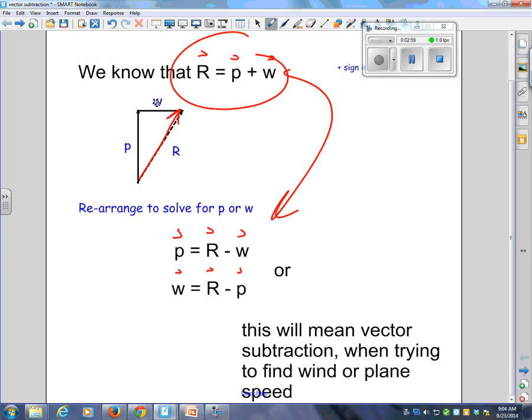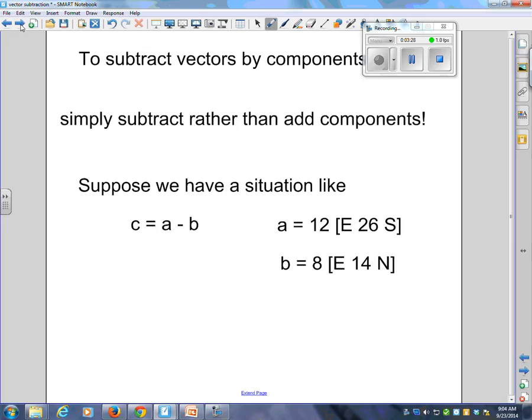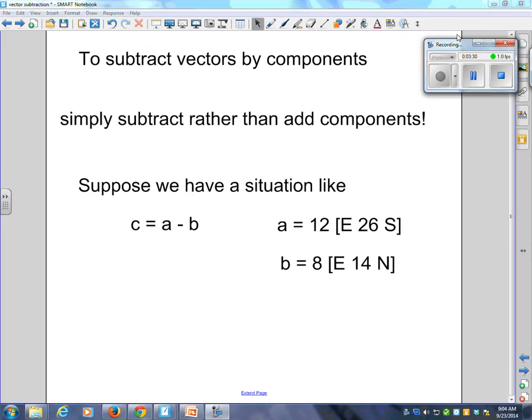If you think about it from a pure component standpoint, if I just call this vector V, and call this the Vy component and the Vx component, what are the components of the vector? Vx and Vy. What are the components of the result? P and W. So if you're trying to find one of the components, you're going to be doing subtraction. And vector subtraction, the arithmetic behind it is super simple. To subtract vectors by components, simply subtract rather than add. That's really what it boils down to.